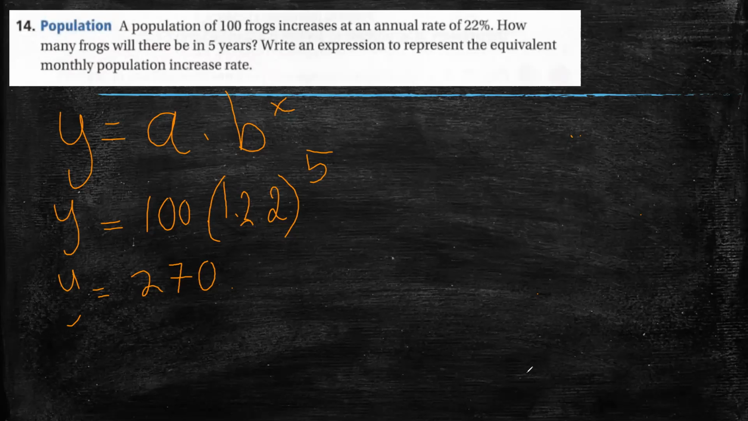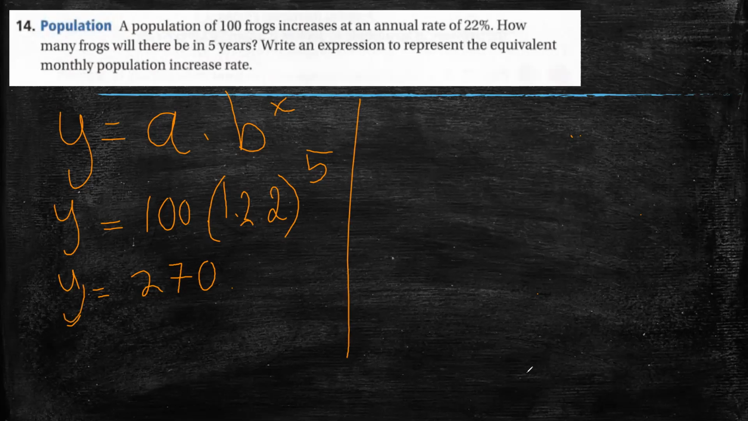Now, write also an expression to represent the equivalent monthly population. How can we do it? Who can tell me? Teacher, we will make 12 months. Yes, I'm talking about 12 months. So what do we have to do? 12 divided by 5 years? No.